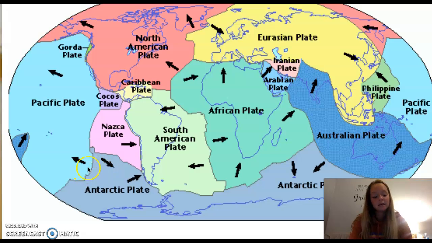But yeah, so this is a divergent plate because most of the plates around it are going in different directions from each other. It's a bigger plate out of mostly all of them. And yeah, it's surrounding Antarctica.